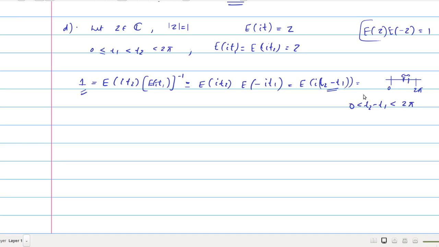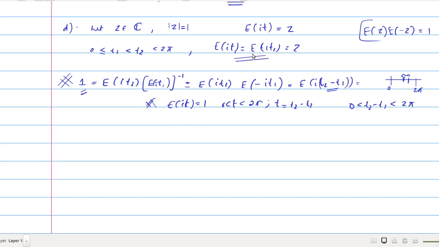So this distance will always be less than 2π. From this you get t2 minus t1, which is in between 0 and 2π, such that E of i of that quantity equals 1. Okay, so this is a contradiction. This statement is a contradiction because we have already proved in the C part that this never happens, that E of it is 1 for 0 less than t less than 2π, where t is t2 minus t1. So this is a contradiction due to part C, and so we get the uniqueness.